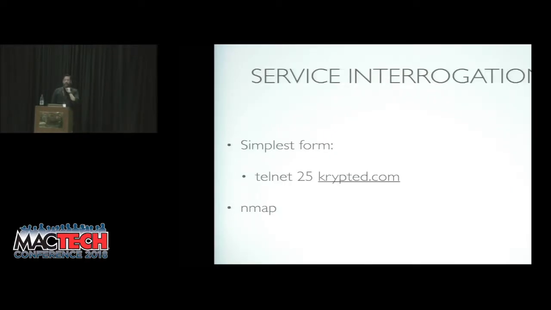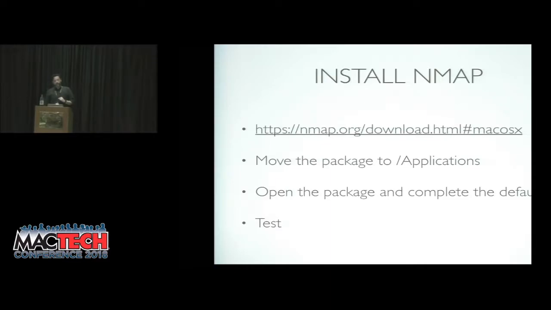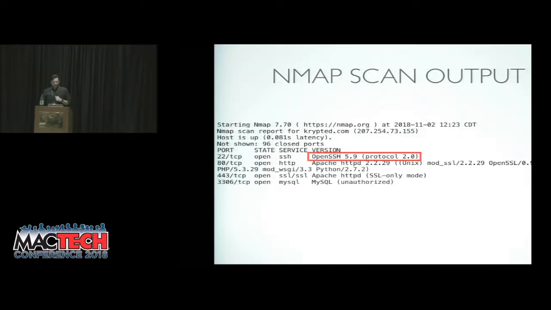Service interrogation: often, if you telnet into port 25 of a mail server, it'll have a banner that tells you what that is, or port 80 of a web server. And then I mentioned Nmap, which is easy to install. Used to, some of this stuff was hard, and we deserved to make more money. Now, Homebrew and GUIs have ruined it for everyone.